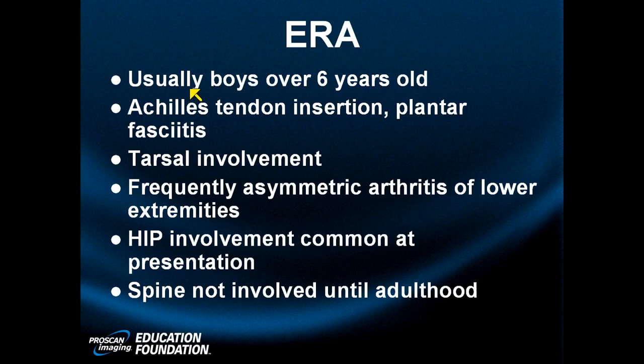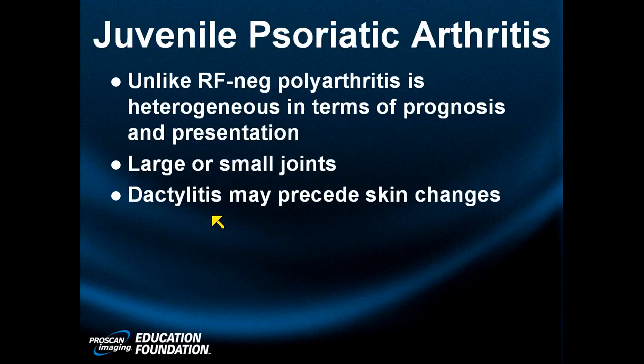Enthesopathic-related arthritis, usually boys over the age of 6. It likes the Achilles insertion, it likes the plantar fascia and the tarsal bones. It's frequently an asymmetric arthritis. It likes the hip, and it also likes the SI joints. The spine is usually not involved until adulthood, so you shouldn't really run into too much trouble confusing this with classic ankylosing spondylitis, which starts in the sacrum or has sacral involvement with some frequency.